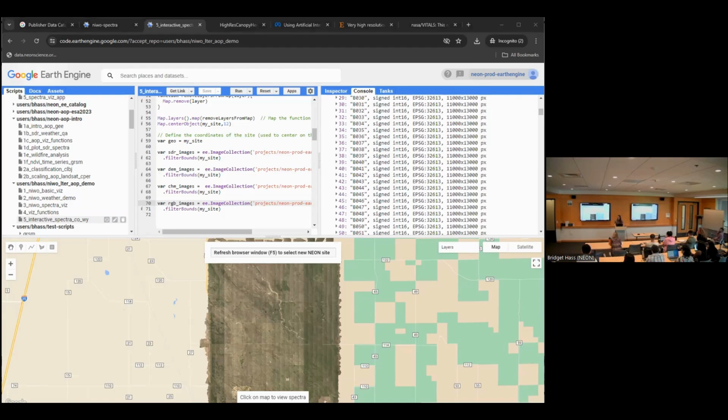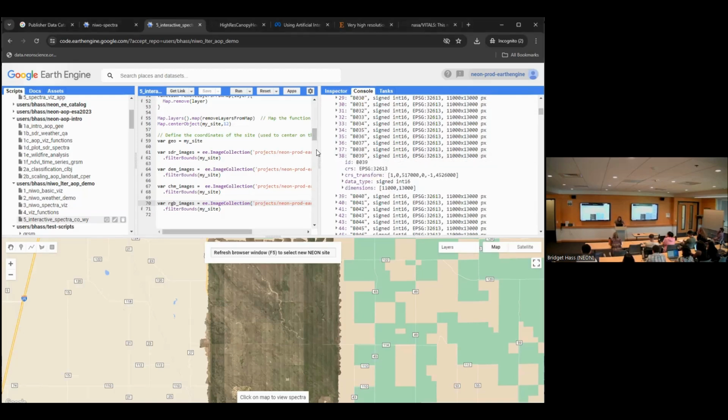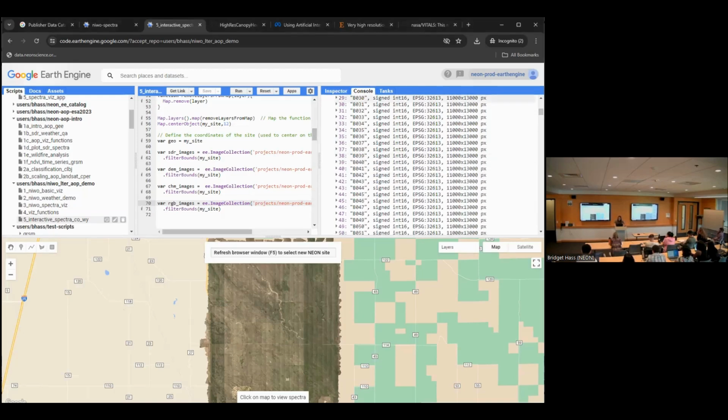Does the Google Earth Engine, when it rolls out, will it have the release version? Where can people find it? Yeah, so that will be one of the properties.